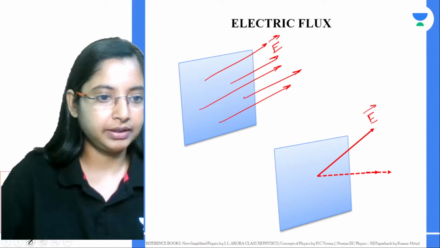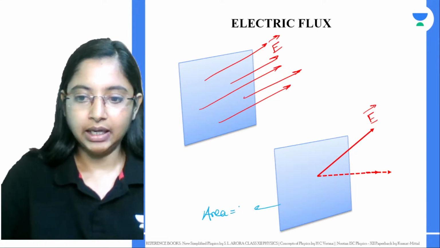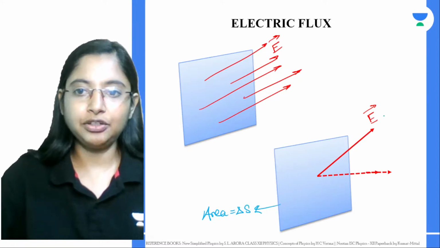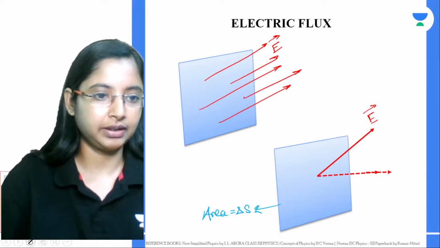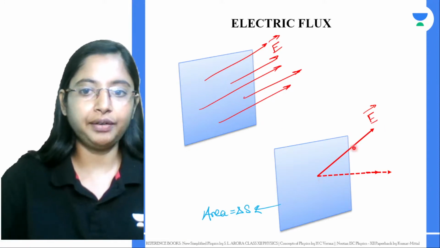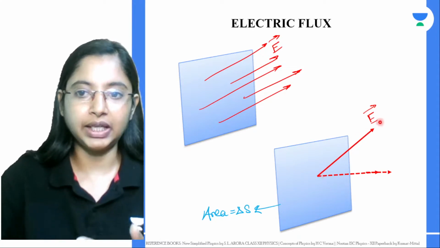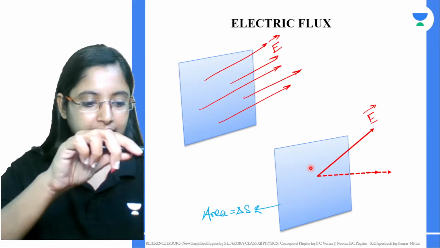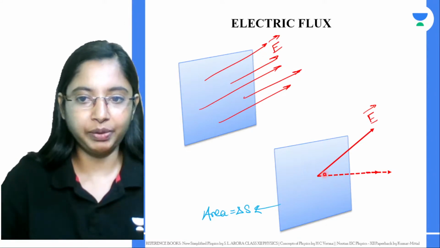And this surface has an area. Let's say the surface area is delta S. I'm just taking one single area here. You can see there are a number of electric field lines going over here, but we are just taking one single line. Let's say the electric field is going in this direction. Now for this particular area, how will the normal be? The normal will be in this direction. This will be the area vector.